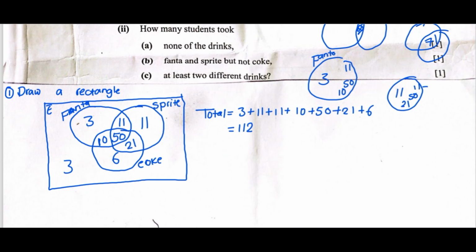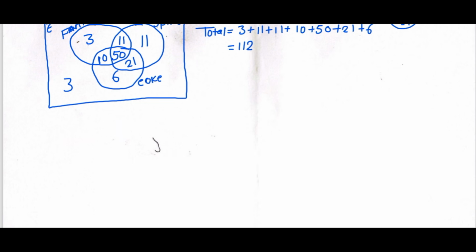Then we go to row number 2. How many students took none of the drinks? We already have that answer. So it's 115, the total, minus 112 that took. Then it's 3. The key point is that the number outside the three sets represents those that did not take part. Then let's look at 4B.